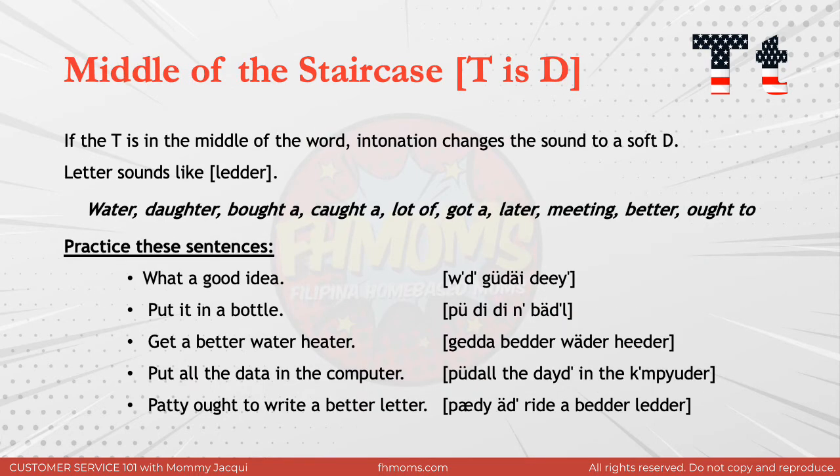Rule number 2, middle of the staircase. T is D. If the letter T is in the middle of the word, intonation changes the sound to a soft D. Letter becomes or sounds like "ledder." Remember, it's a soft D, okay? So let's try to apply the T is D in these words. We say water, daughter, boughta, cotta, lot of, gotta, later, meeting, better, oughta. I know it sounds weird, but that's really how it should be, okay?